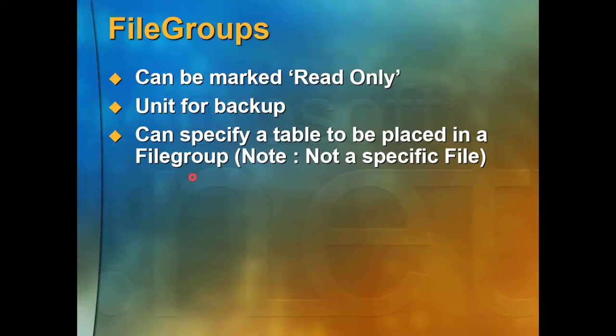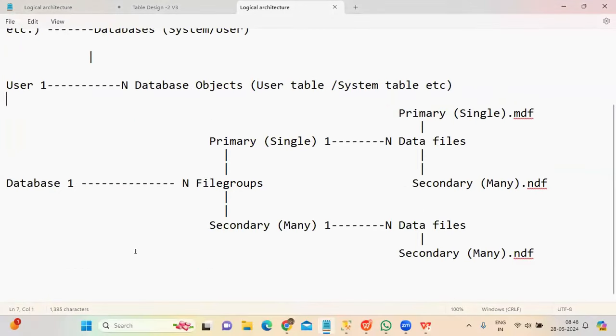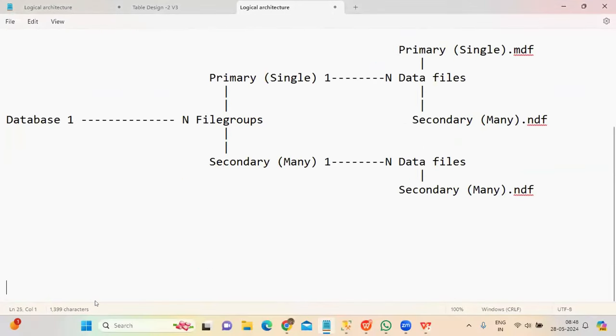Okay. So to summarize what we just saw, so that it is easy. So the summary is this. You have the server. The server has databases. Databases have tables. Then databases have file groups.